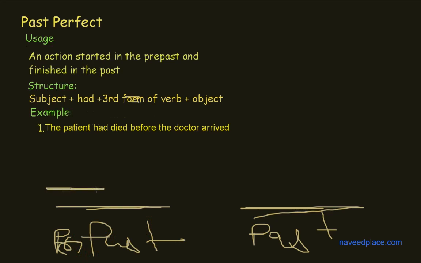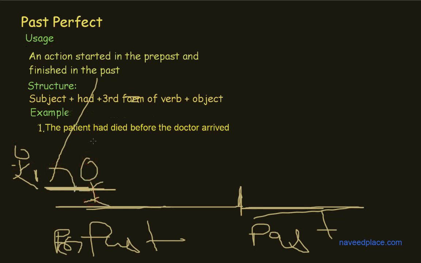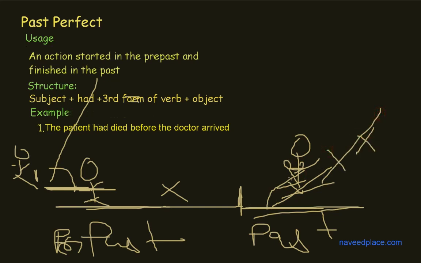So it means an action started and finished in the past. As the past came, the action had finished. Getting me? For example, we can say here the patient came, and then he had died. He had died, completed before the doctor arrived. The doctor arrived, it is the past. As the doctor arrived, this did not happen. But this is the past. So before the past, the patient had died.